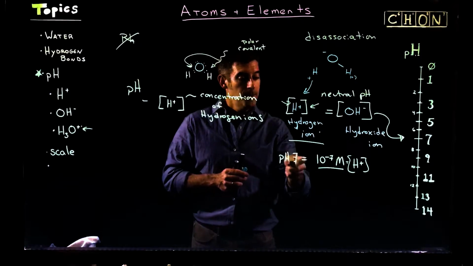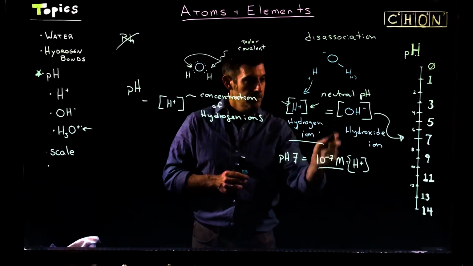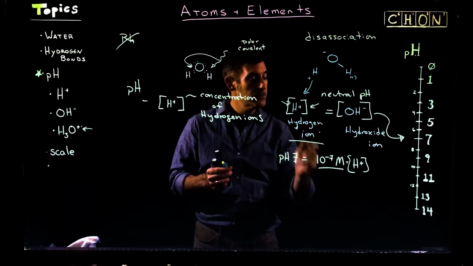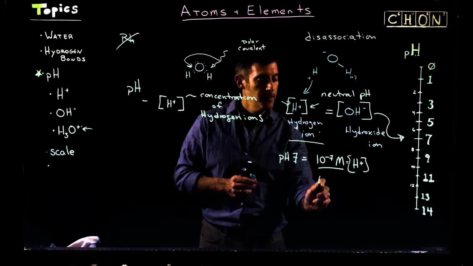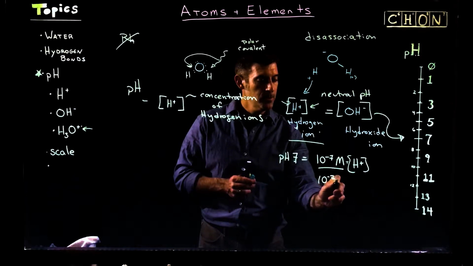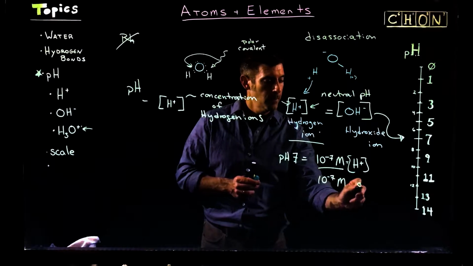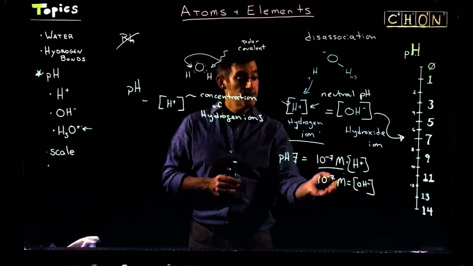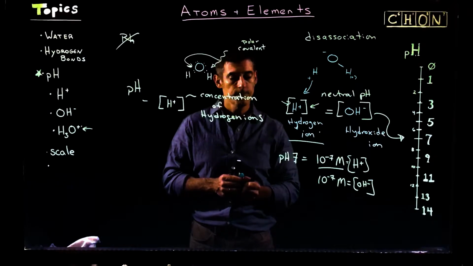Now when pH is 7 and the hydrogen and hydroxide ion concentrations are equal, that means something else you already know. That means the concentration of hydroxide ions is also 10 to the negative 7th molar. So you see they're the same. They're the exact same concentration.